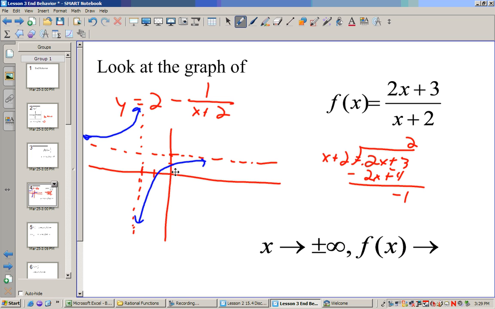So here, as we go to positive infinity or negative infinity, my f of x is going to get closer and closer to 2 on both sides. So this right side is going to go to 2, on the left side is going to go towards 2.